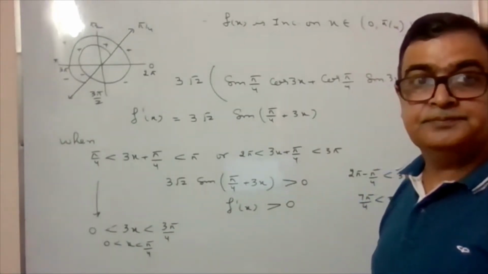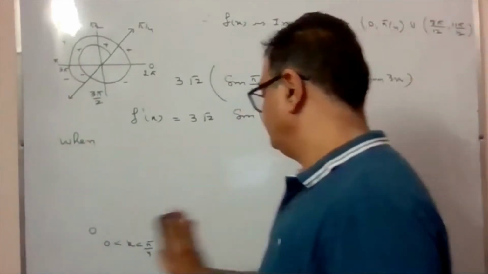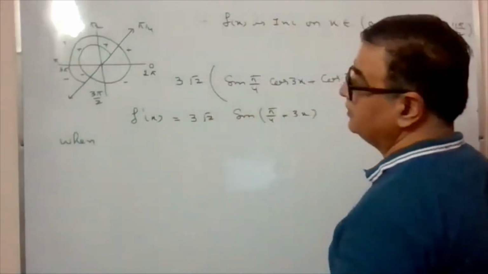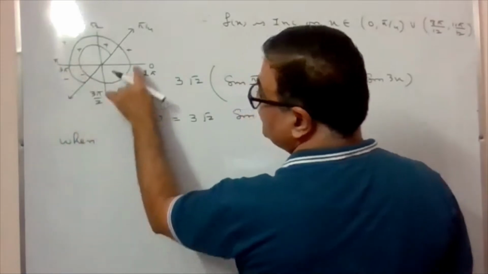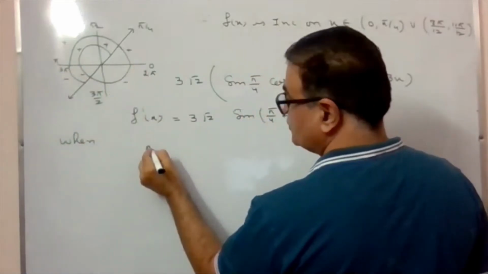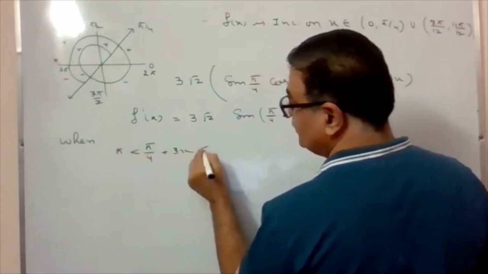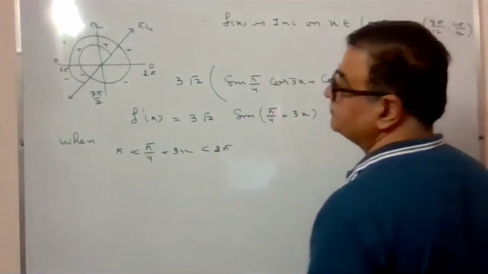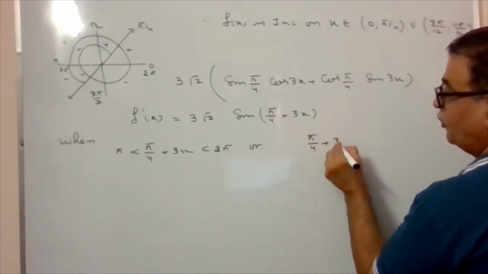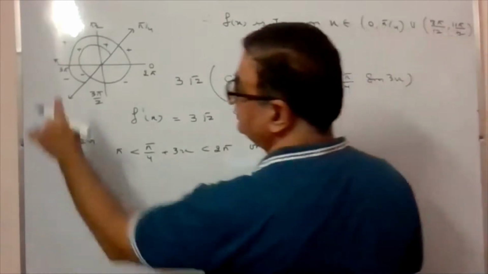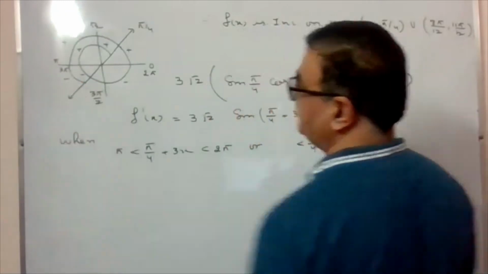Is it okay? Now going for the second part where it is negative. When it is negative, it will first go from pi to 2 pi. So pi by 4 plus 3x is from pi to 2 pi. And then, or, pi by 4 plus 3x is from 3 pi to 3 pi plus pi by 4.